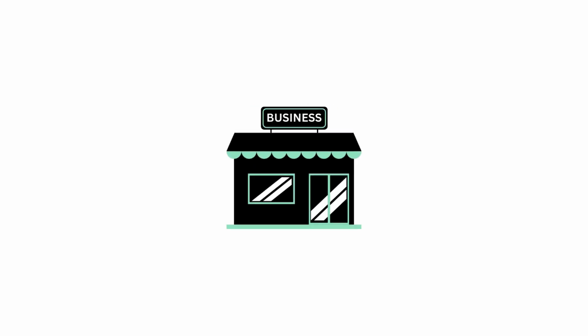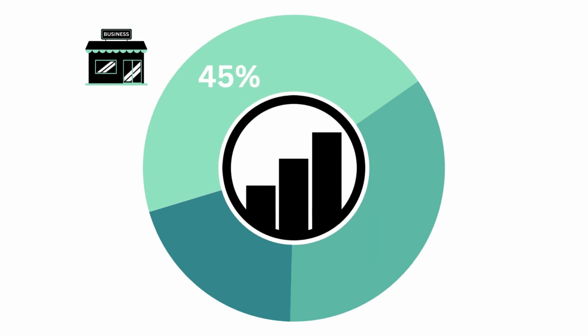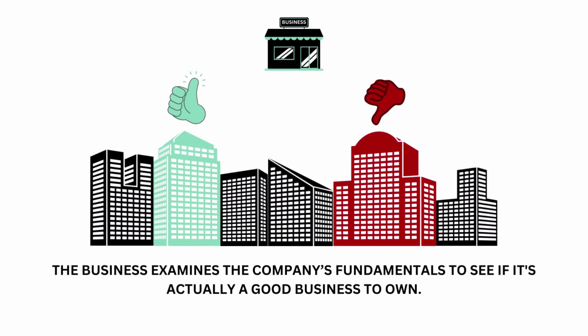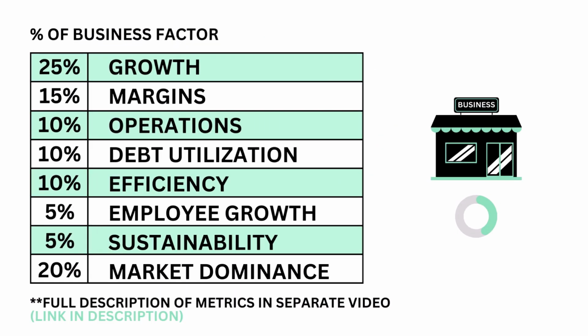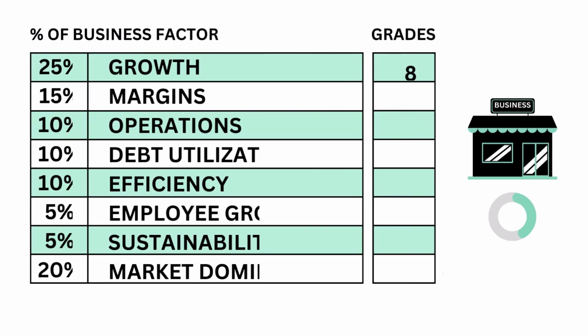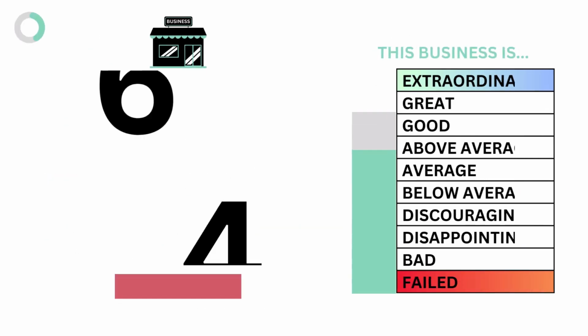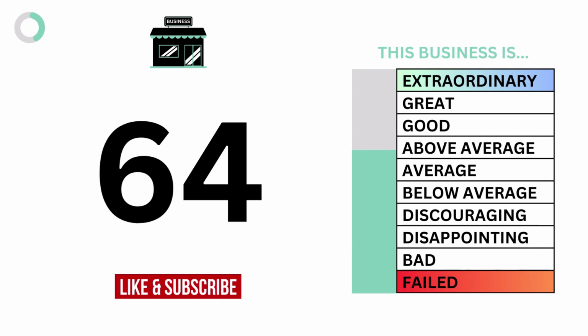First, let's look at the business. The business factor accounts for 45% of the analysis. The business examines a company's fundamentals to see if it's actually a good business to own. The business factor is made up of these 8 metrics, each weighted based on importance. Here's the 8 metric grades. And when we put them together, we get the company's business grade.